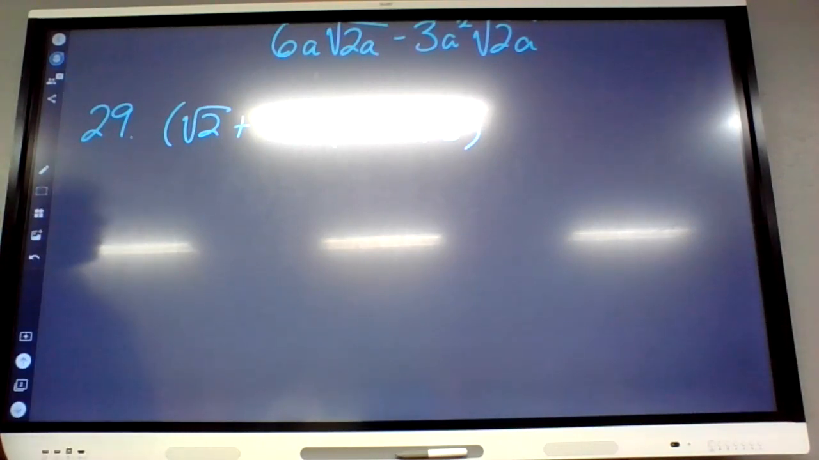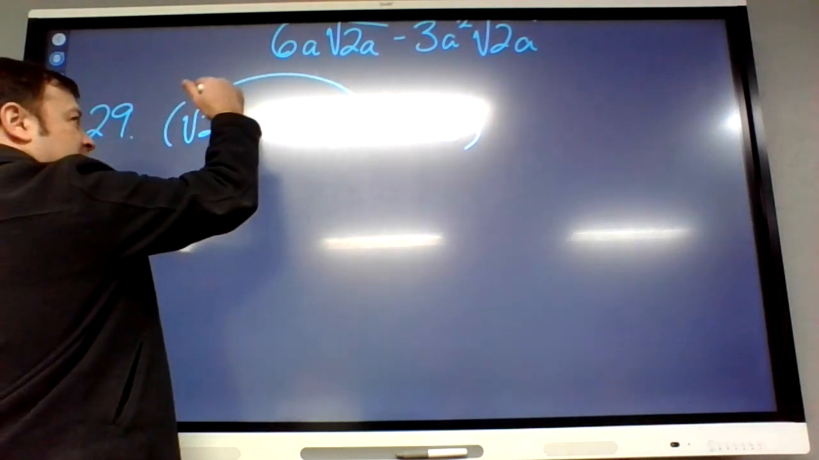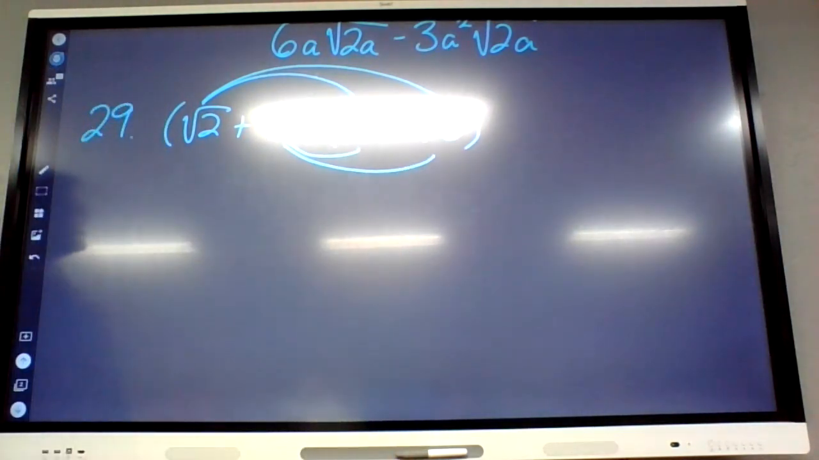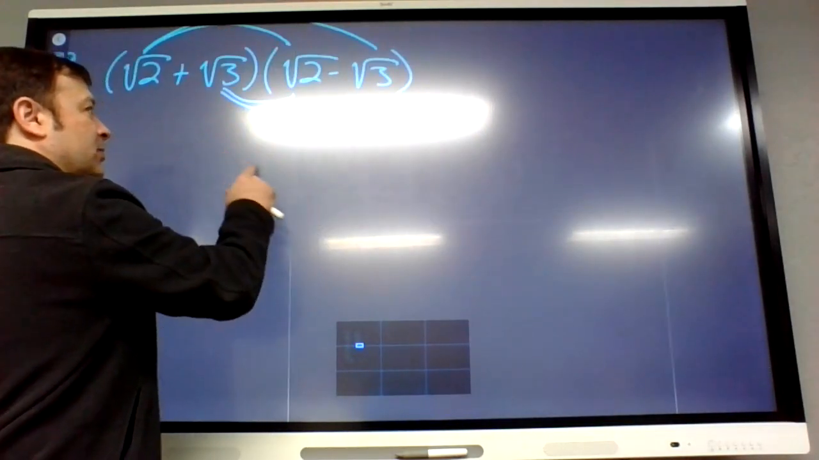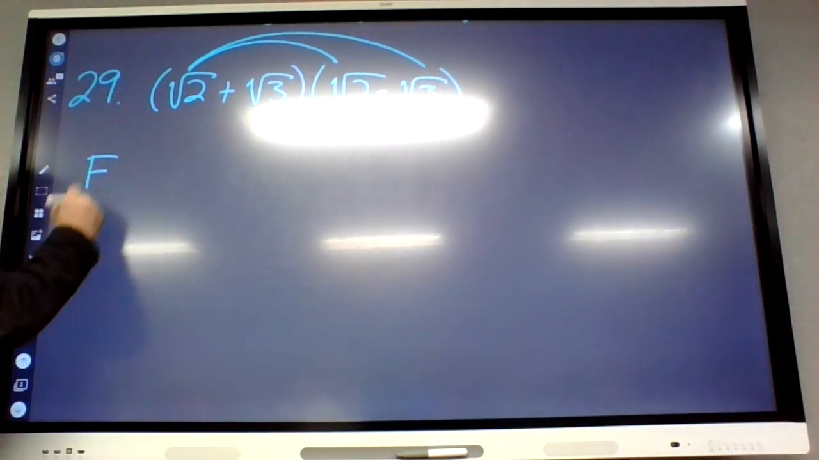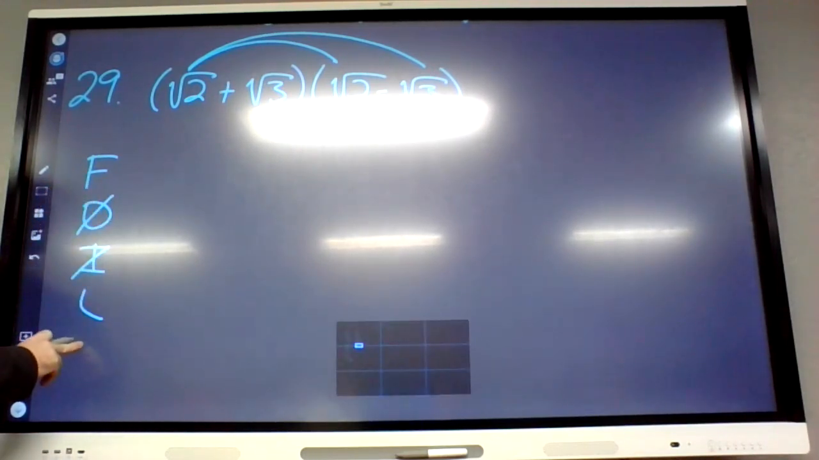Okay, so what kind of problem does this look like? FOIL. You could do the whole FOIL: first, outside, inside, last. But there is kind of a fast forward trick on this one. You guys remember it? First and last. Right, because they are conjugates, which means they're almost the same except one's a plus and one's a minus, the outside and inside cancel out. You can still do them, but they will cancel out. And you could just do the first and last.